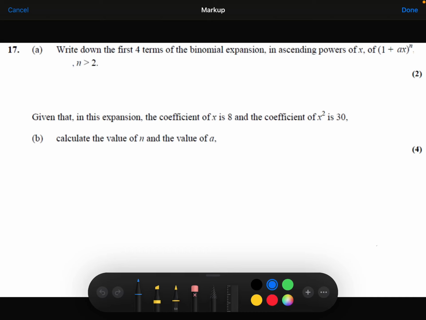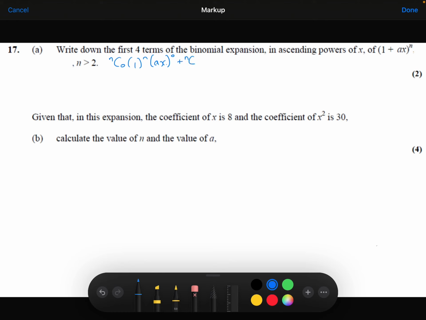Write down the first four terms of the binomial expansion in ascending powers of x of (1 + ax)^n, where n is greater than 2. So we'll start off with nC0, 1 to the power n, (ax) to the power 0.